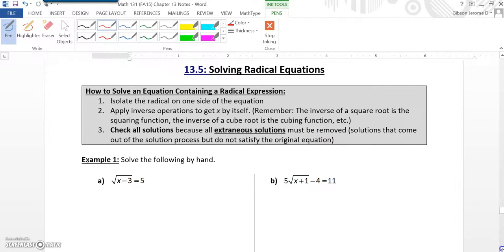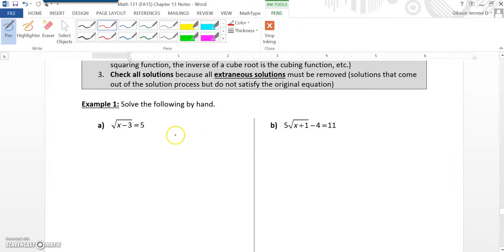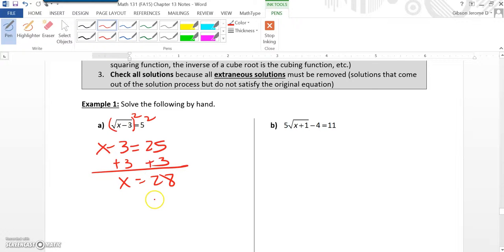So let's take a look at this. We have the square root of x minus 3 is equal to 5. We want to get rid of the square root, so we would square both sides. So the square root squared will simplify out and leave you x minus 3. 5 squared is 25. So we add 3 on both sides, and x equals 28.